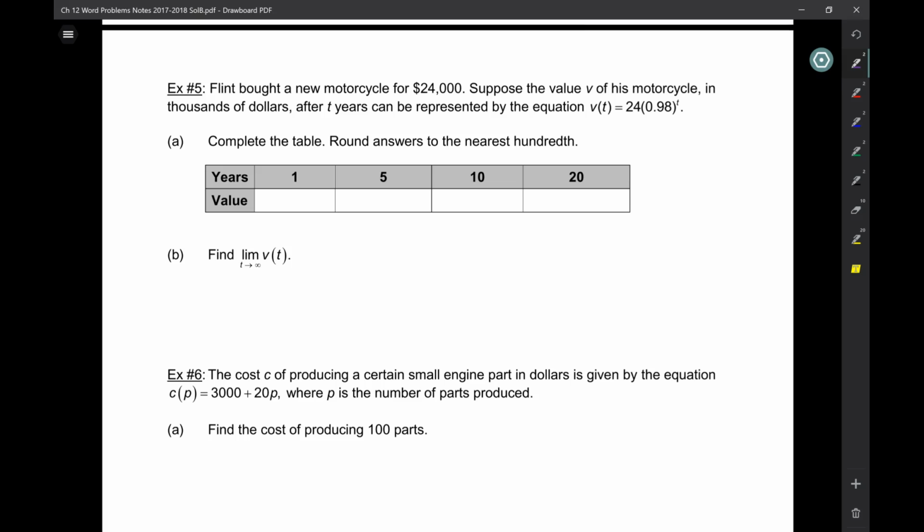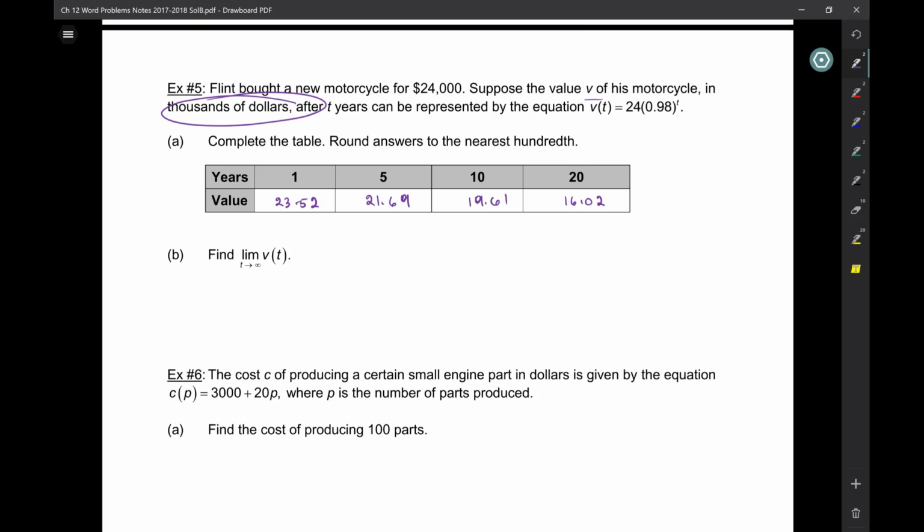Fabulous. Complete the table, rounding answers to the nearest hundredth. I'm not going to insult your intelligence too much with that. So for t equals 1, we plug in a 1, and we get 23.52. So is that how much it costs, $23? Then 21.69, and 10 years after, it's 19.61. Sure enough, it's losing value, right? Well, it said here that the value is in thousands of dollars. That's how it's defined, so we could just use smaller numbers.